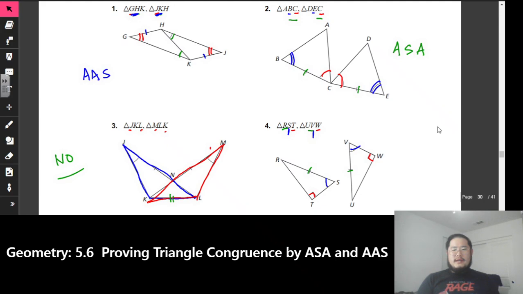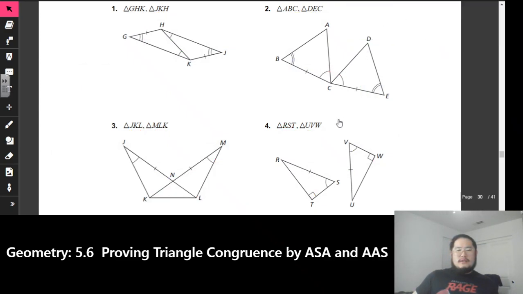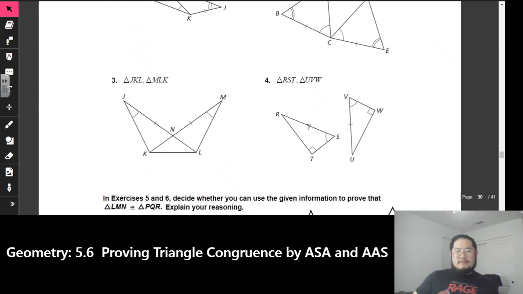So what can we say? If you said angle, angle, side, that is correct. We have angle, angle, non-included side right there. And we could prove that they are congruent.